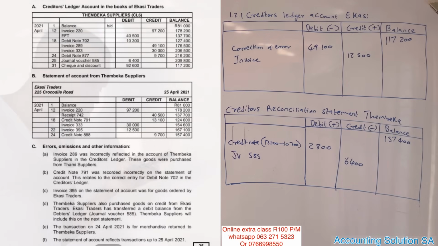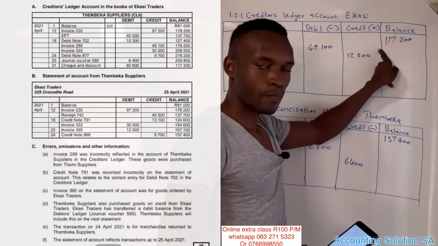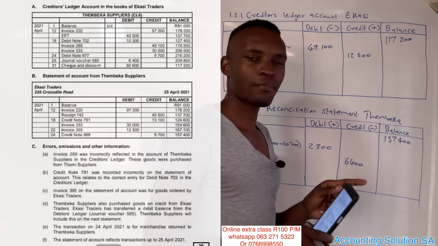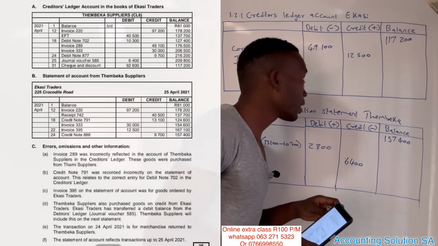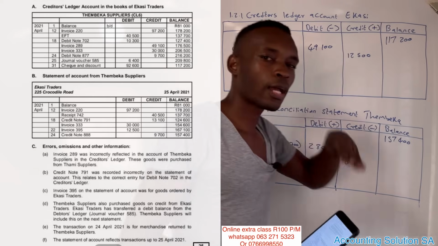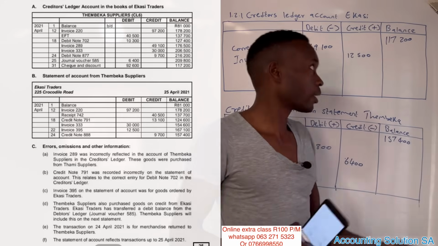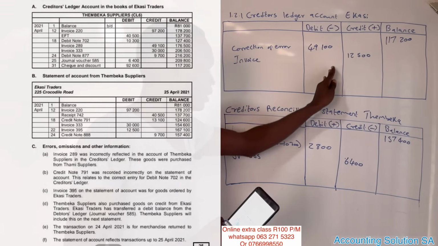Let's check. They said on 24. On 24, there is a debit note on our statement of 9,700. They say that this was a return. Guys, a return does not increase liability. A return decreases liability, which means that they made a mistake. Instead of debiting, they credited. They were supposed to reduce. Guys, we can't increase liability for something that we return. It was supposed to be this side.